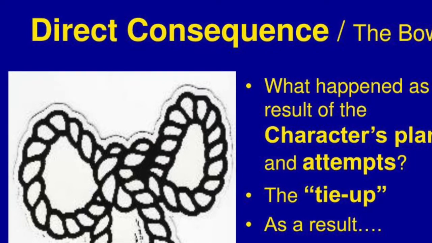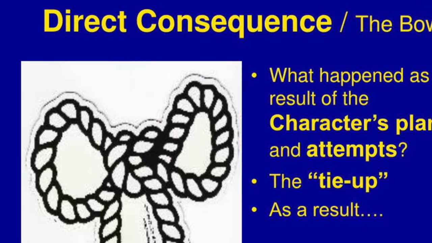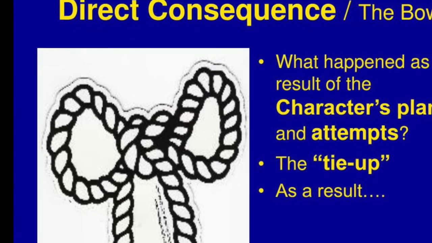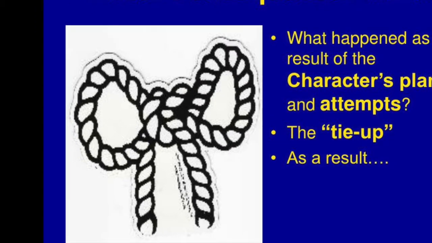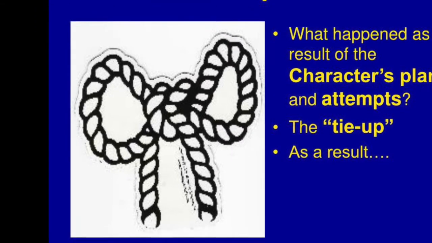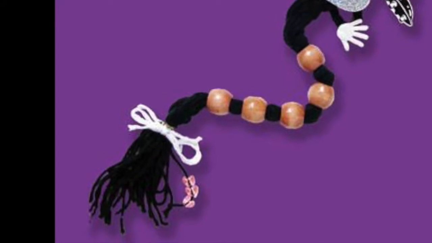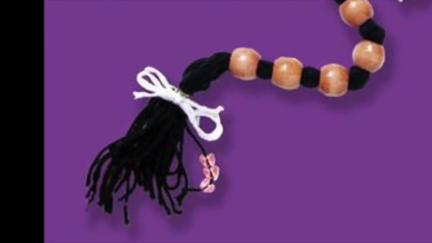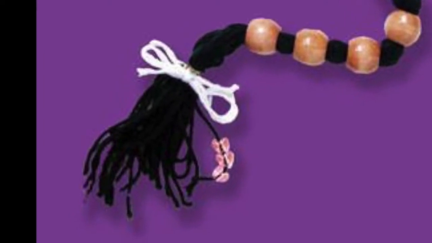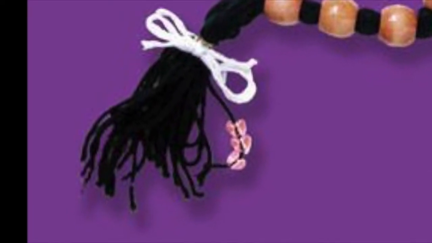We have our direct consequences, or our tie-up, represented by the tied yarn. And this is what happened as a result of all the attempts. The resolution is how the character feels now and the lessons he's learned, or the moral of the story, which is represented by these tiny hearts at the bottom.